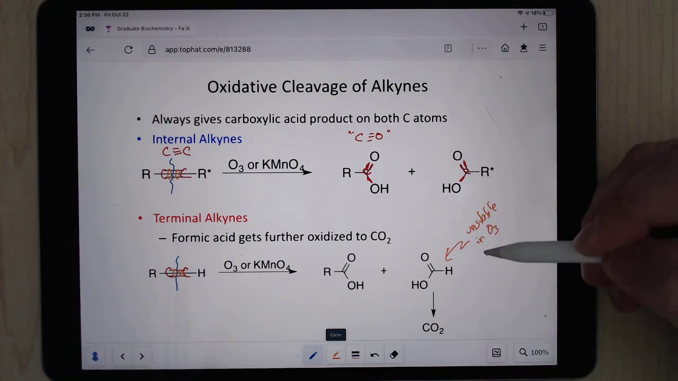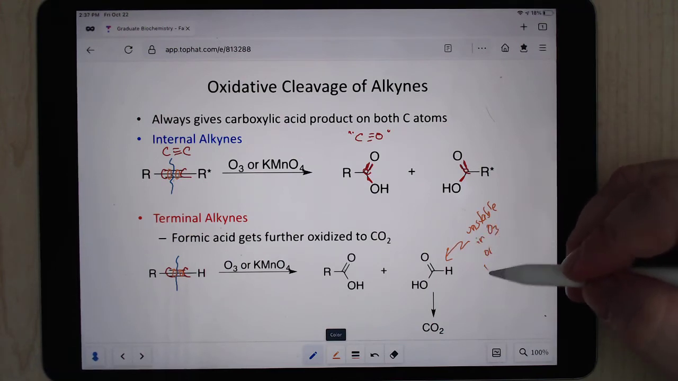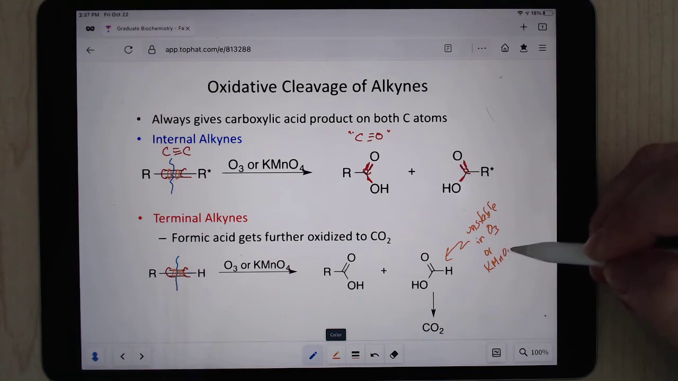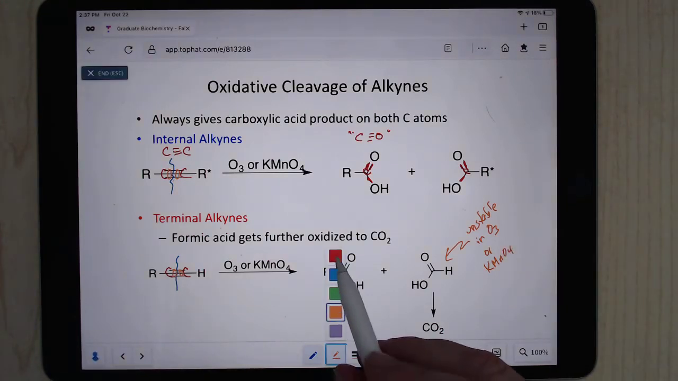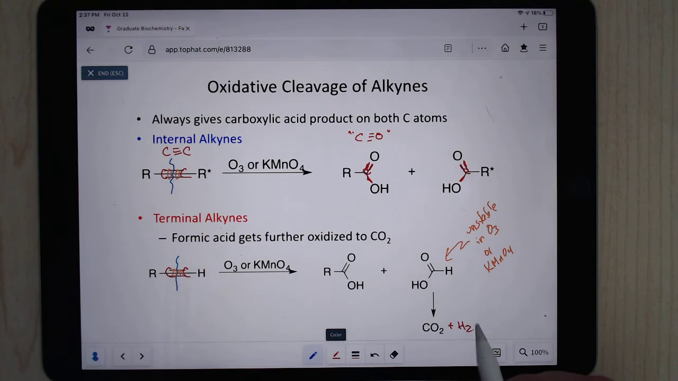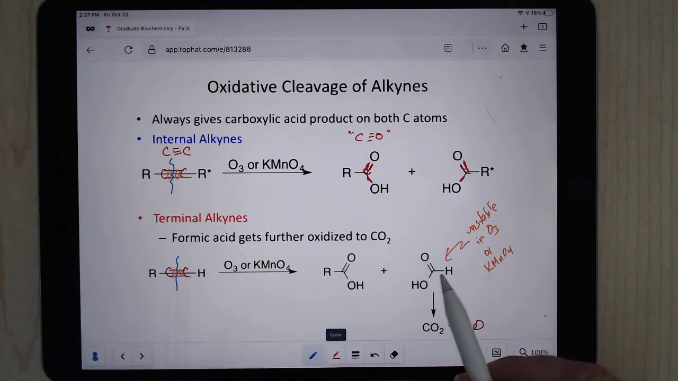In O3 or KMnO4, and so this should actually say CO2 plus water. So this aldehyde ends up getting oxidized up to the carboxylic acid. That's carbonic acid, which then splits into water and CO2, just like it does in your Coca-Cola or your beer. It's going to split to make the CO2 bubbles.